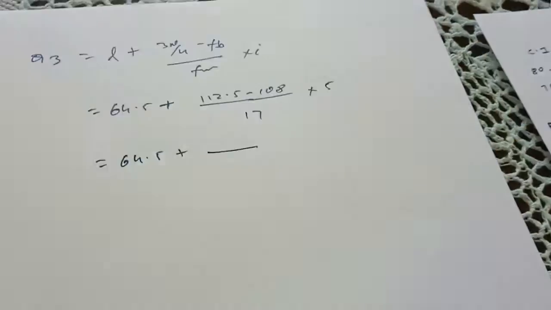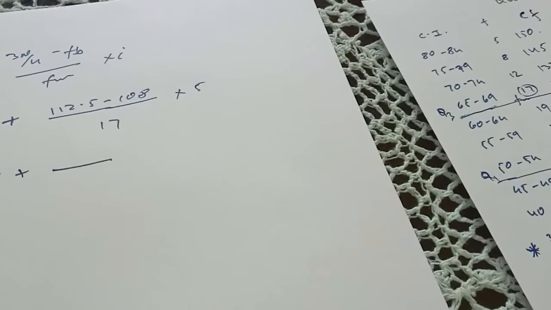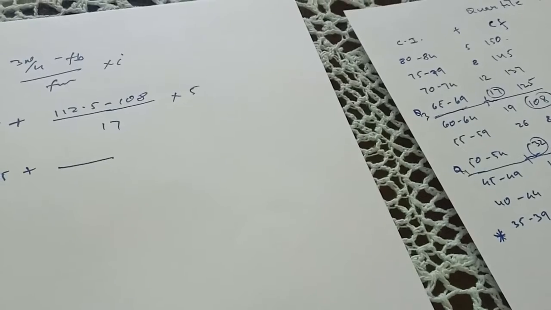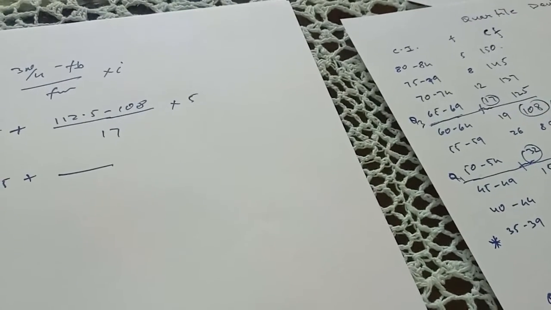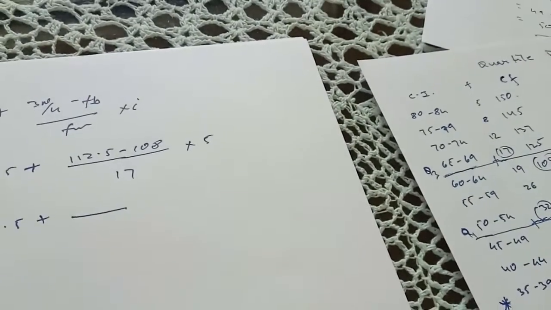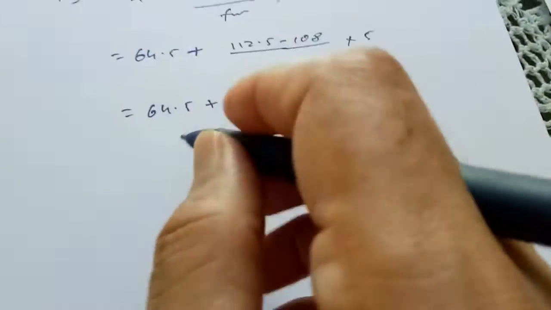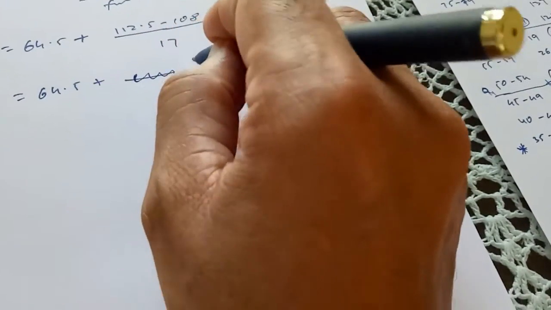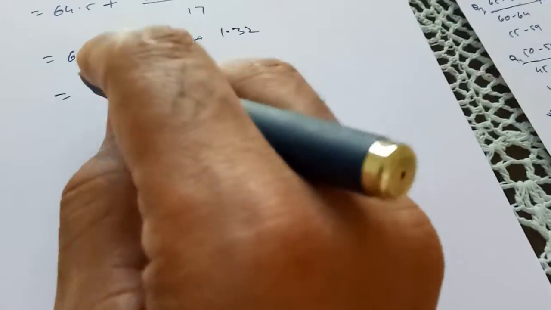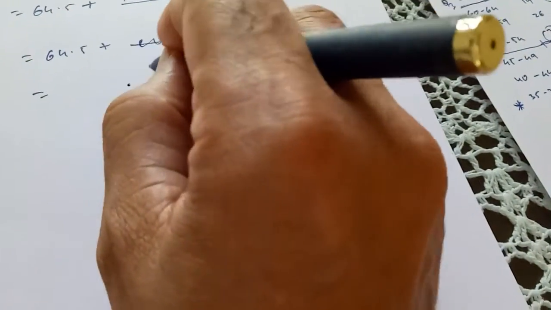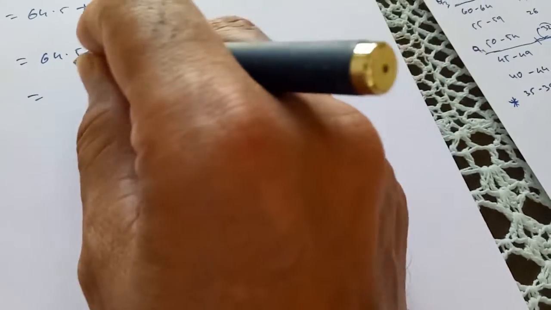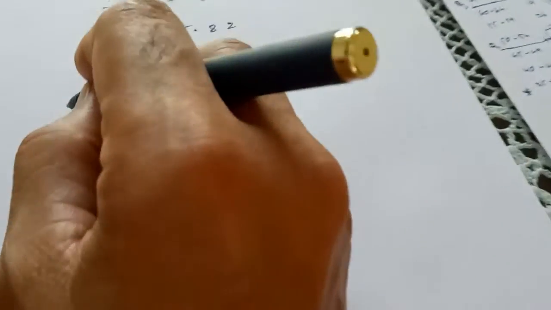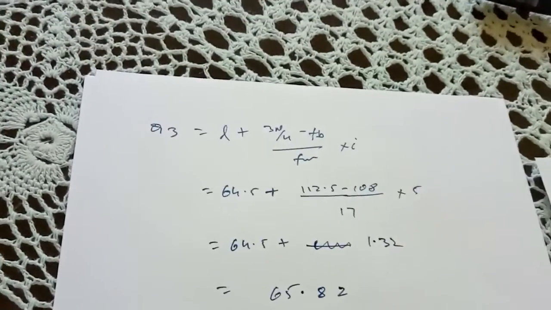So what I have with me is 64.5 plus, all right, let me see now, 112.5 minus 108, 4.5 into 5 by 7, 22.5 by 17, 1.32. So this is equals to, I'll just straight away write this as 1.32. So 64.5 plus 1.32 is 65.82.